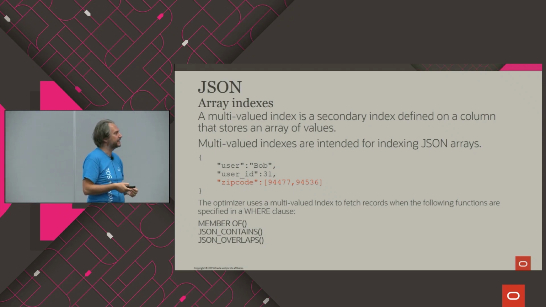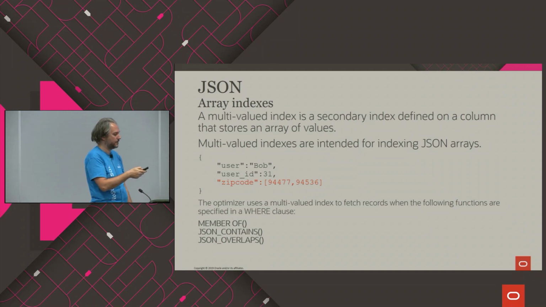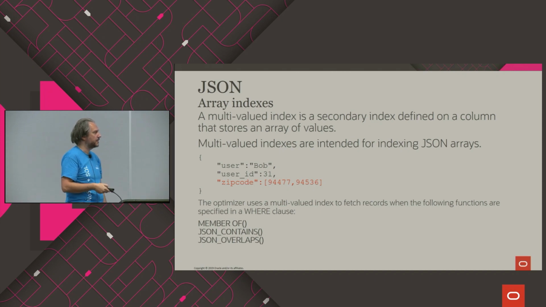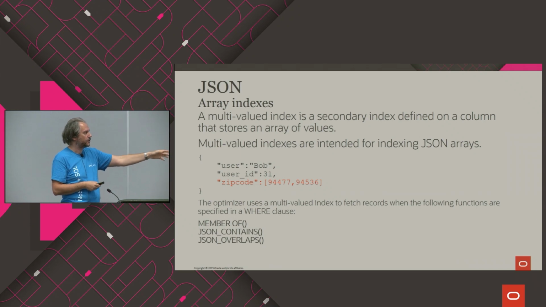When you have arrays, you can index values in the arrays. For example, in our JSON here, we have user ID and zip code, because Bob has got 2 houses. When you search for a zip code by using one of those JSON functions, we have plenty of them, that is member of, JSON contains, or overlaps, and so on, now we can use an index within the JSON field.